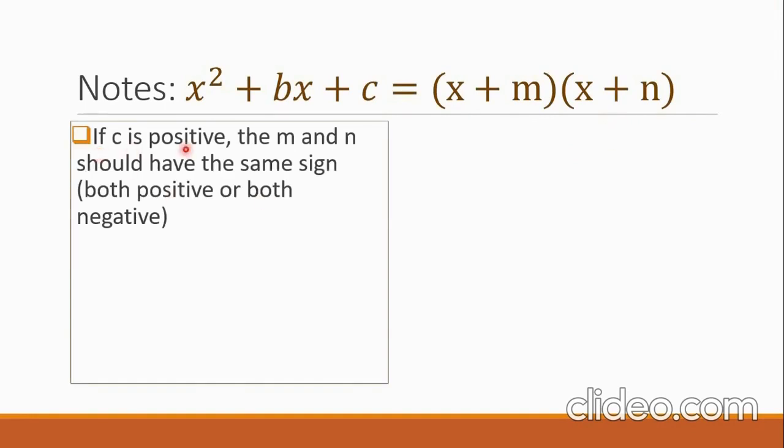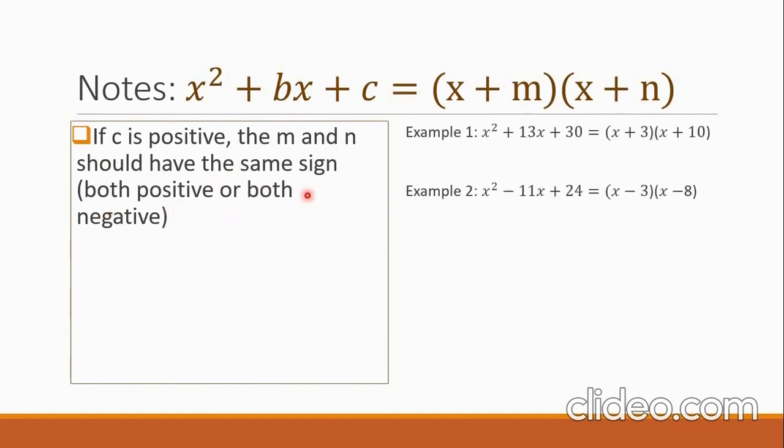If c is positive, the c here is the constant of our trinomial. It means to say the m and n here should have the same sign. It can be both positive or both negative.